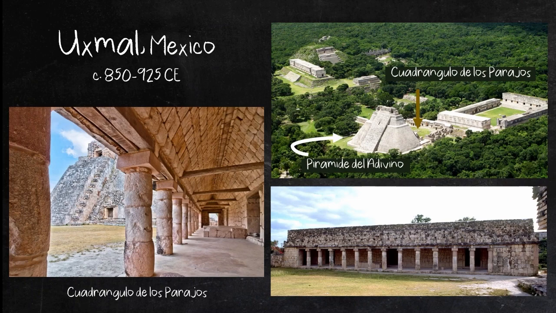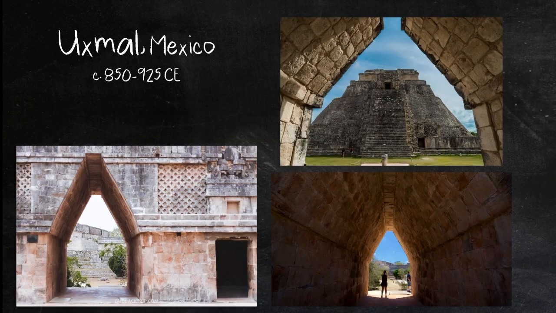In fact, the Mayans were really crazy about corbelling. There are examples of it used all over not just Uxmal, but other Mayan sites as well. They seem to have known about the semicircular arch, which we'll talk about in a minute, but they just really preferred corbelling.